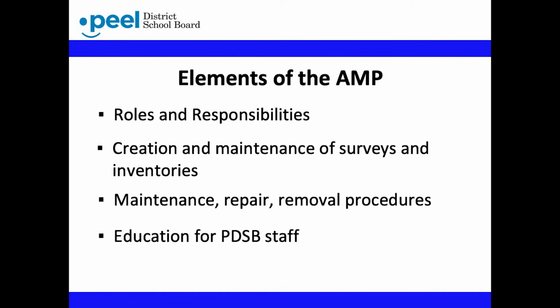The primary elements of the AMP include the following sections. 1. Roles and responsibilities of those involved in maintaining and/or removing asbestos-containing materials. 2. The process for creating and maintaining asbestos surveys and inventories. 3. The process for maintaining, repairing, and removing asbestos-containing materials, including in emergencies. 4. Education for PDSB staff regarding the AMP, including accessing inventories and reporting damaged ACM.